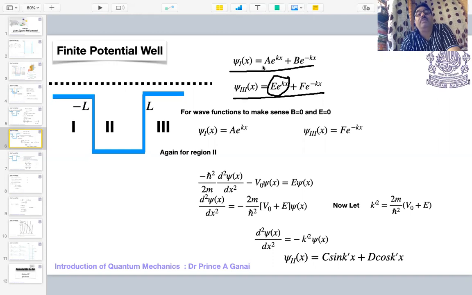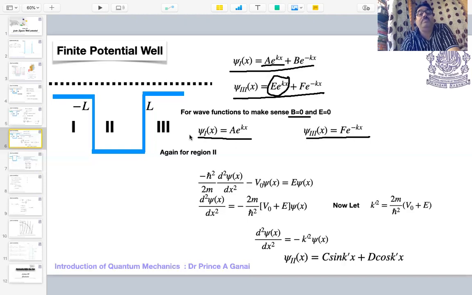Same thing happens to our region 1. In region 1, we see that x is negative. Since x is negative, the e to power kx will converge, whereas e to power minus kx will not converge. That will leave us b equal to 0. So in the first region, we are left with this term only. The solution is psi 1 of x is equal to a e to power kx. And in the third region, we have psi 3 is equal to f e to power minus kx.